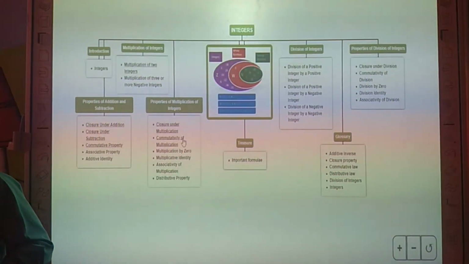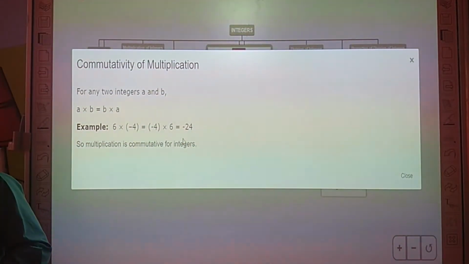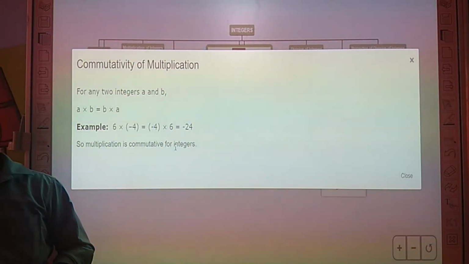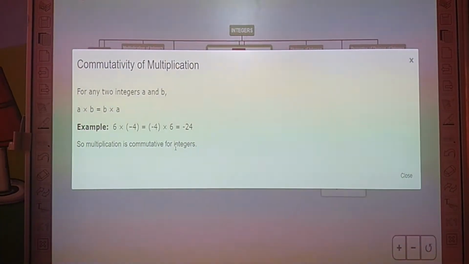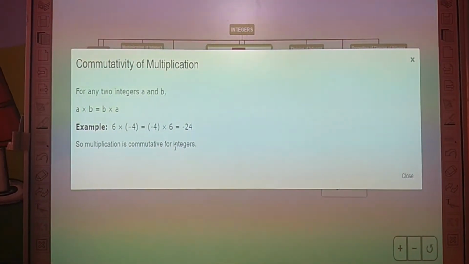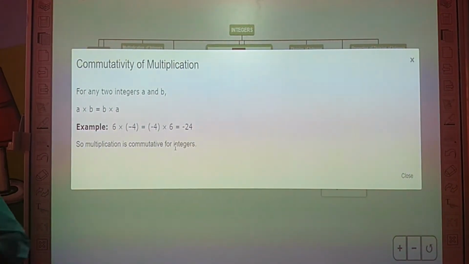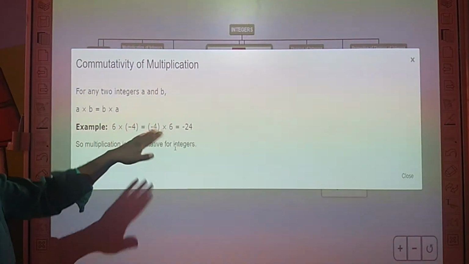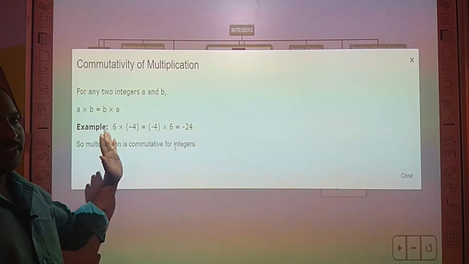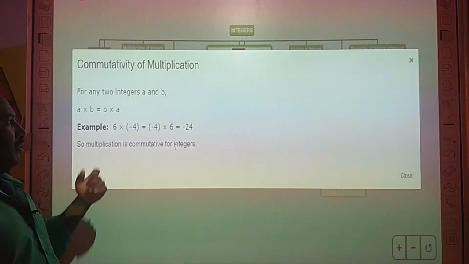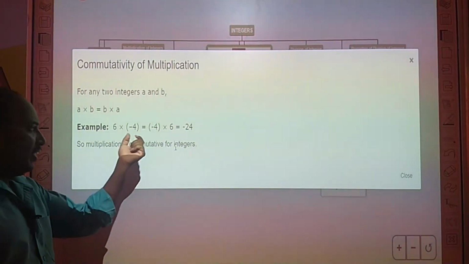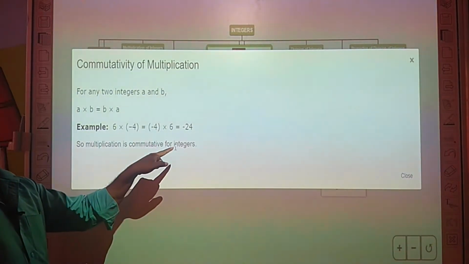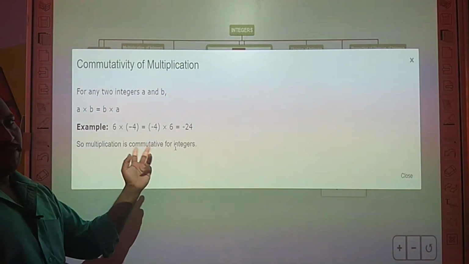Here are some properties. The first one, commutative property of multiplication. For any two integers a and b, the formula is a into b is equal to b into a. For example, 6 into minus 4 is equal to minus 4 into 6.